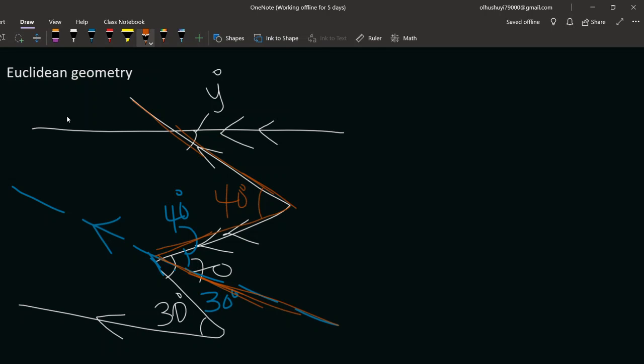And if this place is 40, what do we have? Another Z angle. This place becomes 40 degrees. So automatically, y is equal to 40 degrees. Do you understand that? Good. We'll move to the next question.